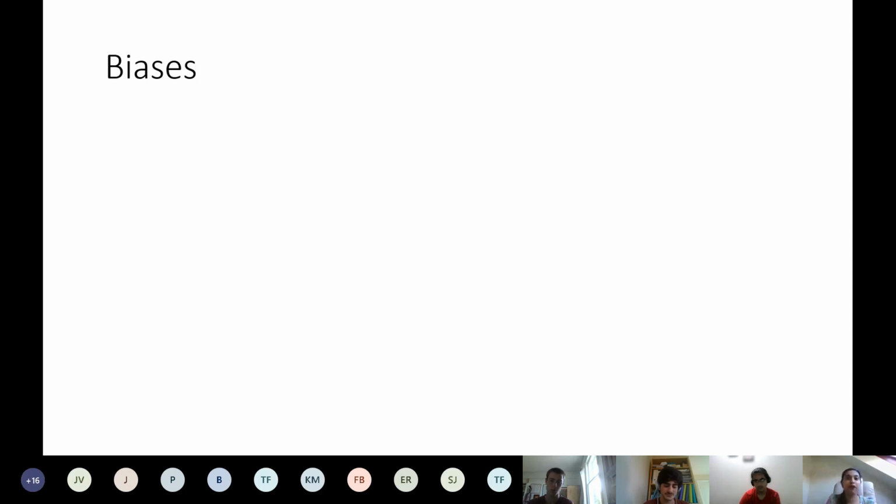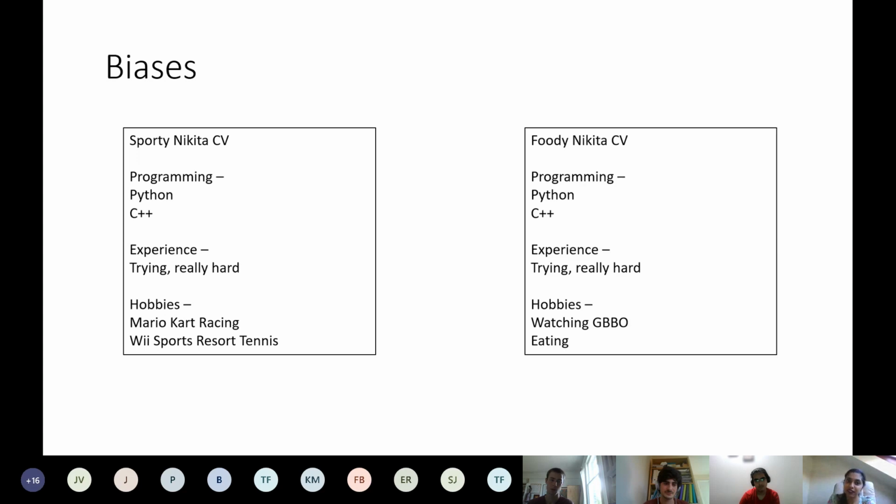For example, we're going to look at two CVs of Sporty Nikita and Foodie Nikita. Let's say I'm applying for a data science job. My CV has that I work in Python, I work in C++, my experience is I try really, really hard with my degree. The only difference between these two CVs is that in one, my hobbies are racing, sports and tennis, and in the other, my hobbies are eating and watching a show. They could be different. I might have a hobby that I like to go outside and work in a social care setting. That would be a world-friendly Nikita.